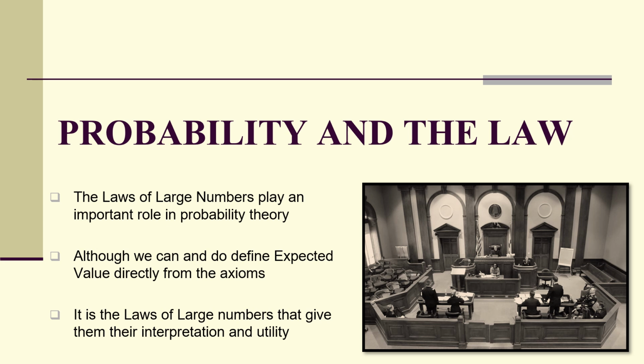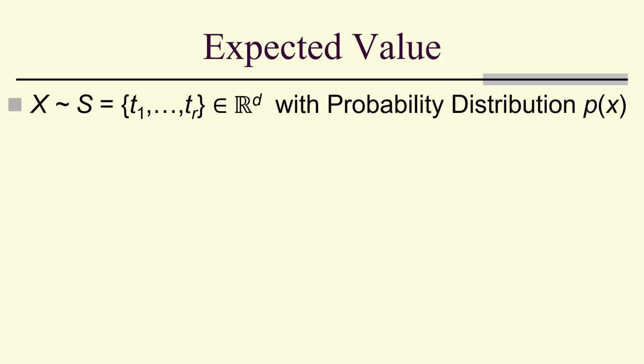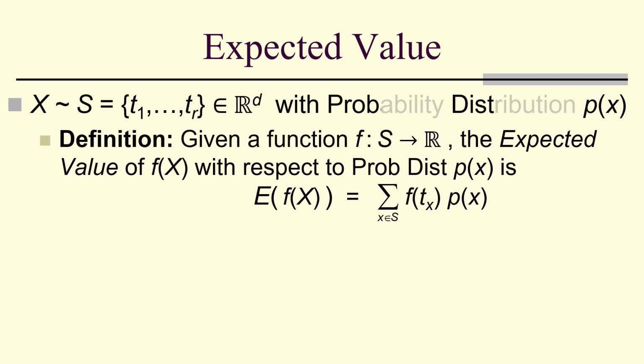Probability and the law. We're going to look at the laws of large numbers. Suppose we have a variable x associated with a numerical set S in a vector space with a probability distribution P of x. Sometimes we'll abbreviate that just prob dist. Given a function f from S to R, the expected value of f of x with respect to the probability distribution P of x is the sum over all x in S of f of x, p of x.